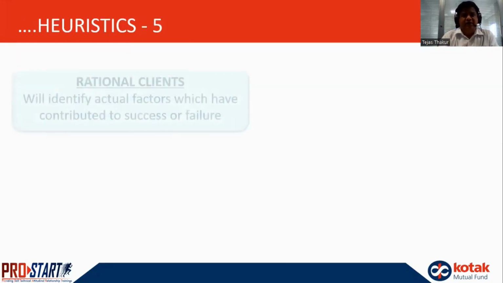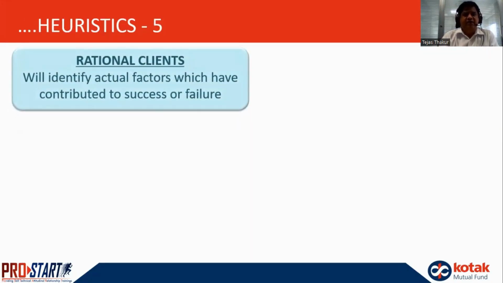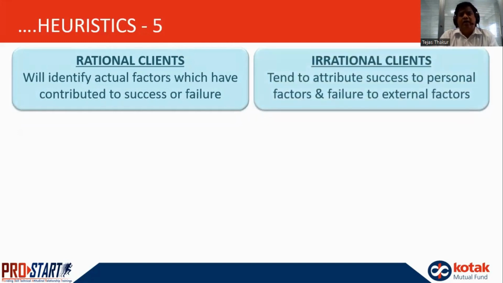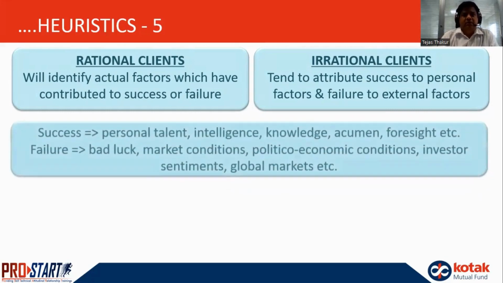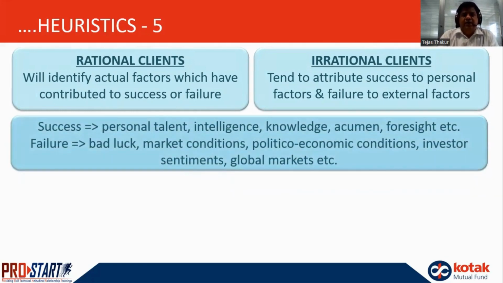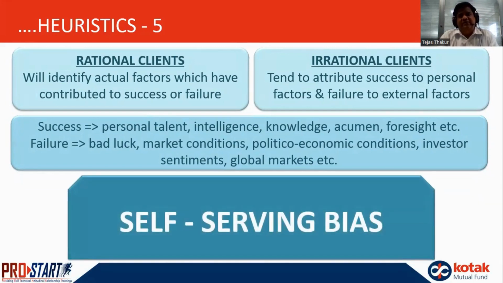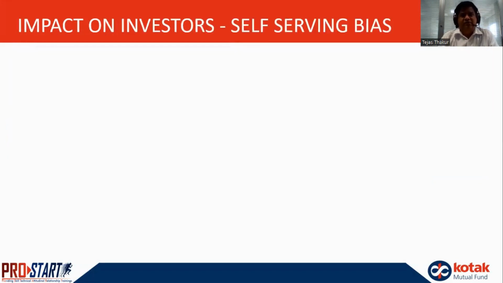So let's go back to our presentation. Rational clients will identify the actual factors which contributed to success or failure. Irrational clients tend to attribute success to personal factors and failure to external factors. Success is because of personal talent, intelligence, knowledge, acumen, foresight, etc. Failure is because of bad luck, market conditions, political and economic conditions, investor sentiment, global markets, etc. This is known as self-serving bias. I will always appreciate things, I'll always try and promote my own self.